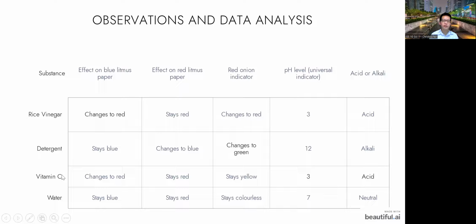Next, with vitamin C, the blue litmus paper changes into red and the red litmus paper stays red. With the red onion water, the vitamin C substance stays yellow, but it's supposed to be red. The pH level is pH 3 and it is an acid. The last one is water. The blue litmus paper stays blue and the red litmus paper stays red, and it stays colorless after it is added with the red onion water. The pH level is pH 7 and it is neutral.